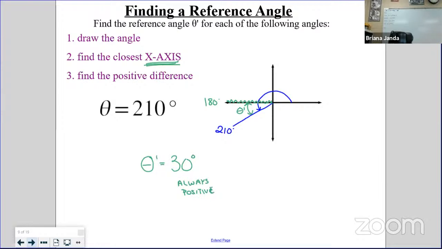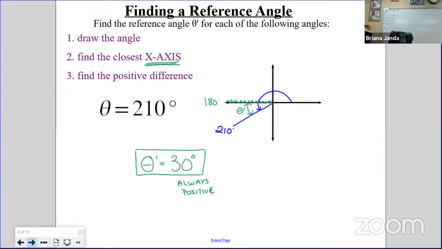Always positive. So if you had subtracted 180 minus 210 and saw that it was a negative 30, that's fine. Understand that you're going to take the positive version of that answer because it is referring to a distance, actually. Always positive. How far are you from your closest x-axis?